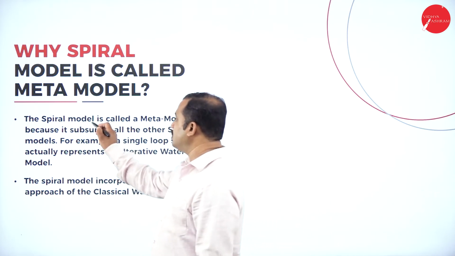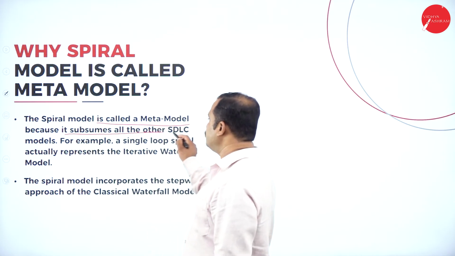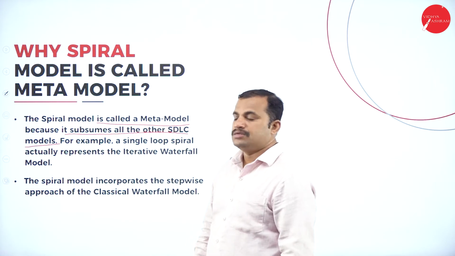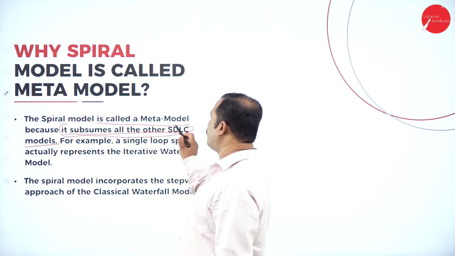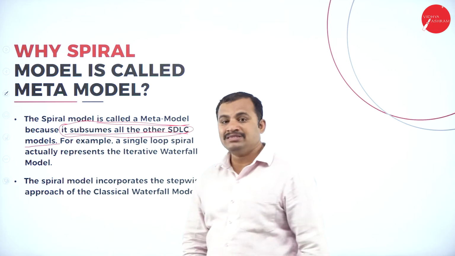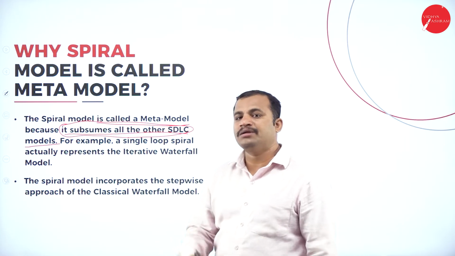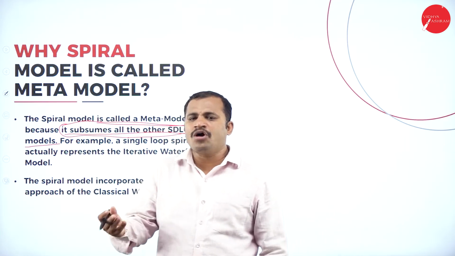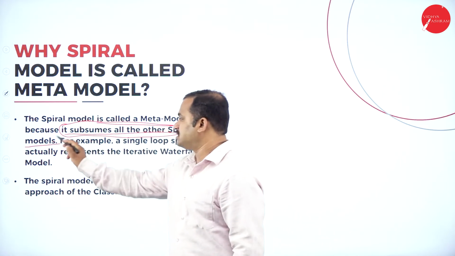Why is the spiral model called a meta model? The reason for that is it subsumes all other SDLC models. Subsumes means it is a combination of all other types of SDLC model, whether it is a waterfall model or an iterative model or an incremental model or a V model. It is a combination. It subsumes all other types of SDLC model.